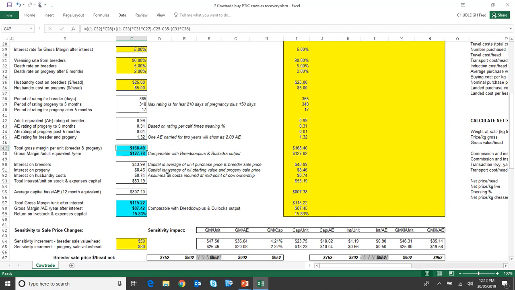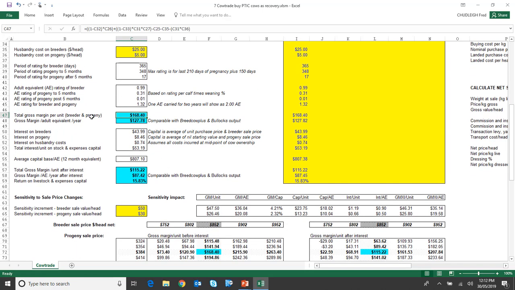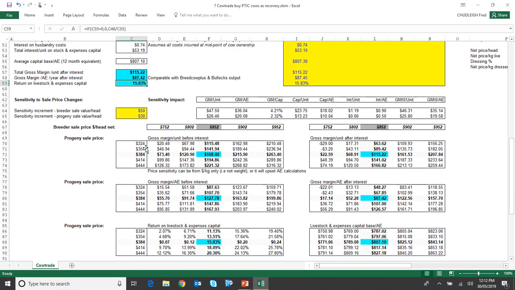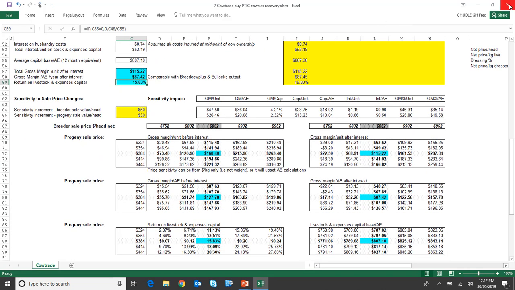So we've got figures there for total gross margin, for breeder and progeny, for adult equivalent for year. This is the one down here, gross margin per AE per year after interest, that we're interested in, and there's our rate of return on livestock capital. We've got our sensitivity tables down the bottom there if you want to look at them.